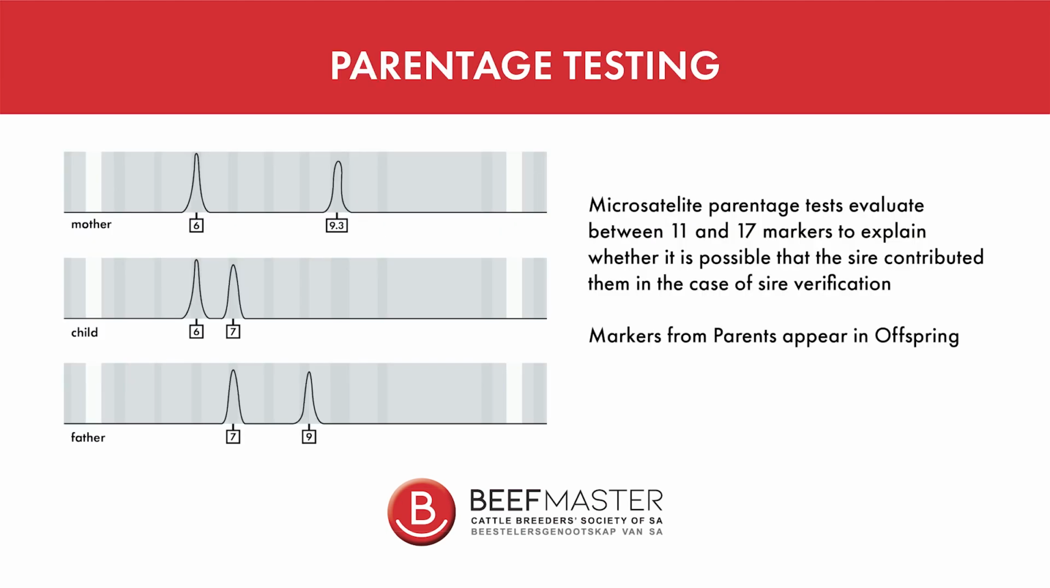The basic DNA test that is used to confirm the sire or parentage is referred to as a microsatellite test. Somewhere between 11 and 17 predetermined markers are compared to determine whether the sire is possible, or both parents are possible. The test thus confirms the parentage of the offspring.